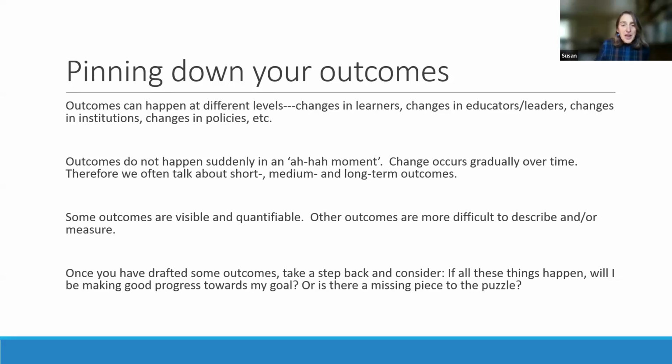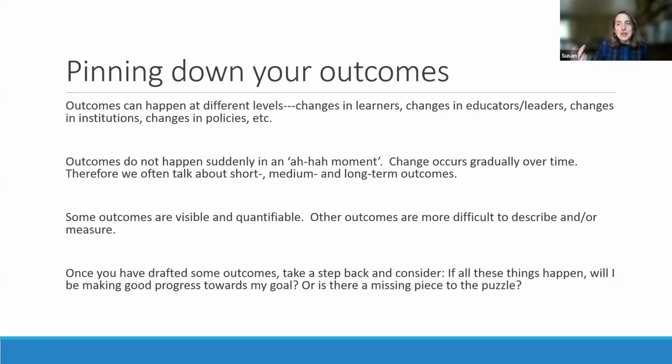So the best way to approach outcomes is to think about your big picture of success. Write down some outcomes that you think will happen, and maybe you've already been doing these things and you see them happening. Then look at them on a piece of paper together and say, well, if this happens and this happens and this happens, does that mean I'm making good progress towards my goal? Or is there a missing piece?